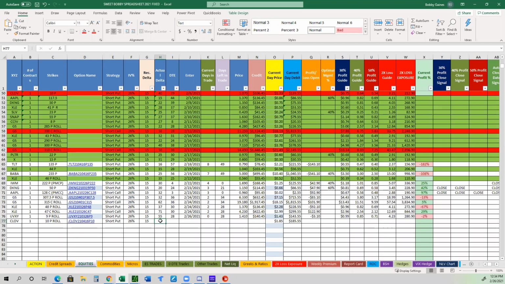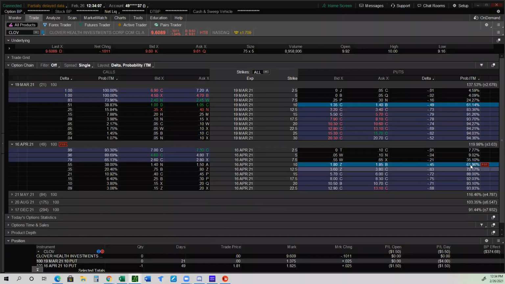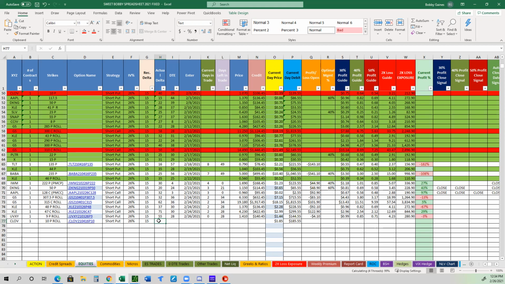What are you doing? All right, what delta was that? 62. It says a 45 delta. I normally go by probability in the money, 62. And that's going to give us 49 days on that trade. Nice, nice, nice. We entered it on the 26th.